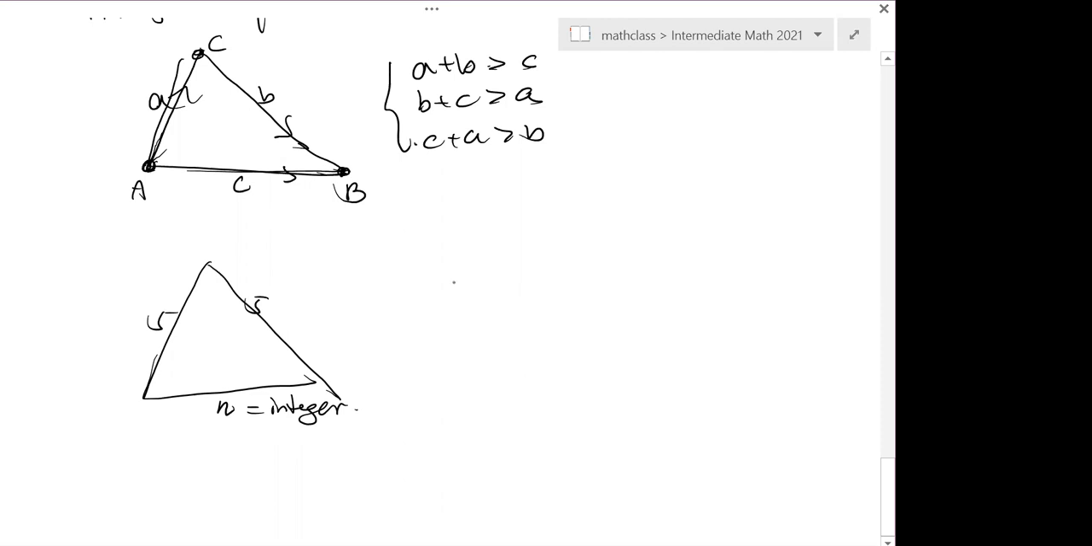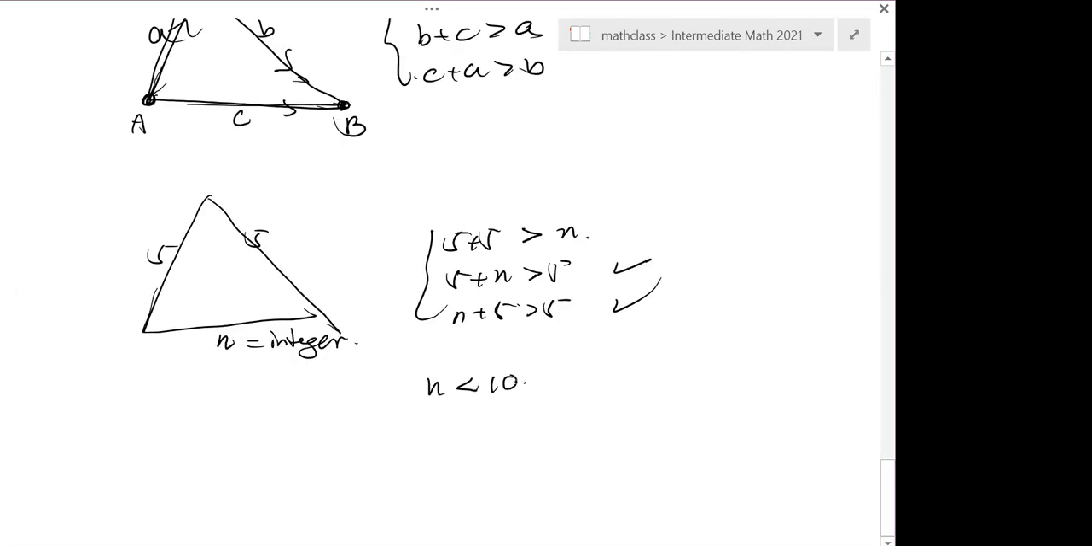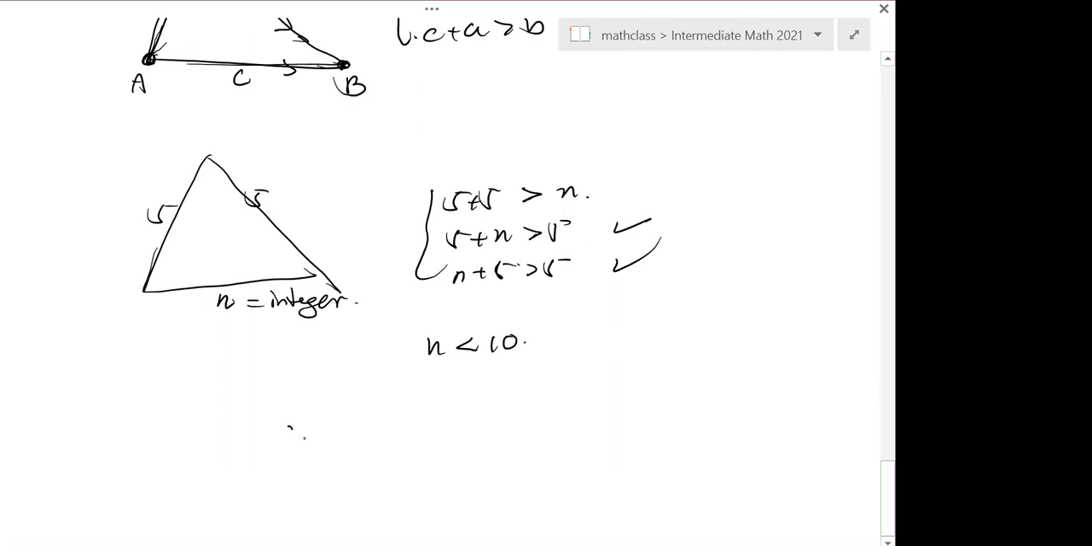So from here you can see that the first formula, A plus B, 5 plus 5, should be greater than n. 5 plus n should be greater than 5, and n plus 5 should be greater than 5. So the last two are satisfied automatically. n is a positive integer, right? So all you need is to make sure n is less than 10. So if n is an integer, n could be 1, 2, 3, all the way to 9. So you have 9 isosceles triangles with integer length.